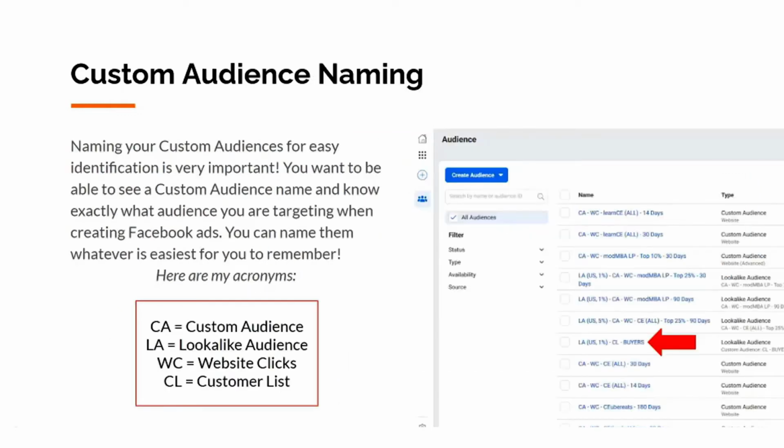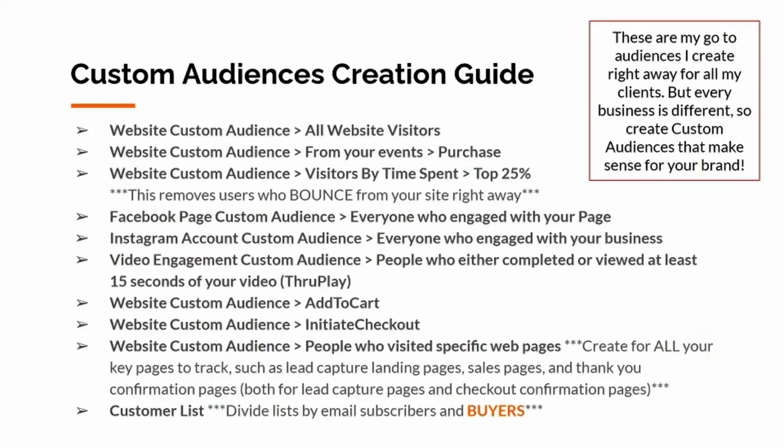Custom audience naming. Naming your custom audience for easy identification is very important. You want to be able to see a custom audience name and know exactly what audience you are targeting when creating Facebook ads. You can name them whatever is easiest for you to remember. Here are my acronyms if you want to steal them. CA, custom audience, LA, lookalike audience, WC, website clicks or website traffic, CL, customer list. These are my go-to audiences I create right away for all my clients. But again, every business is different. So create the custom audiences that make sense for your brand.